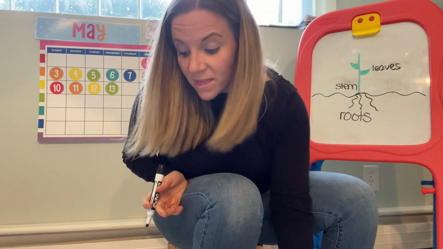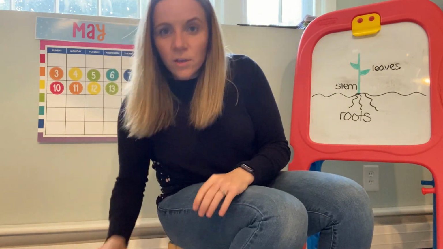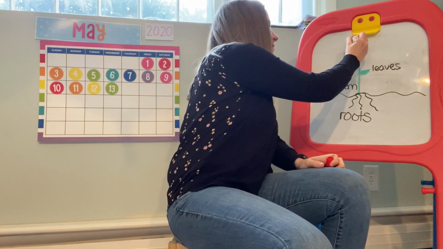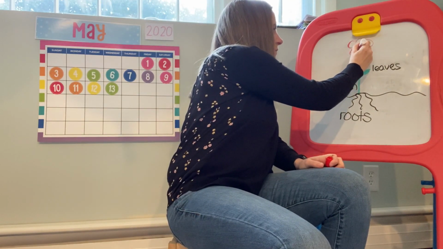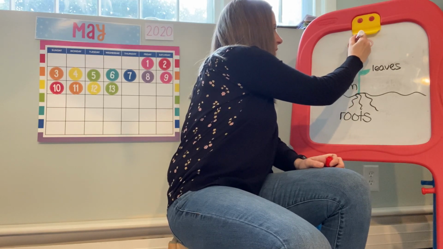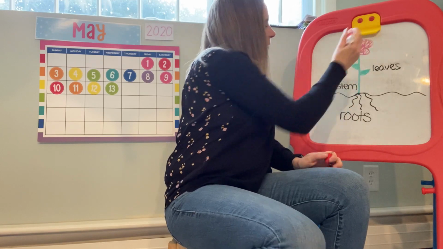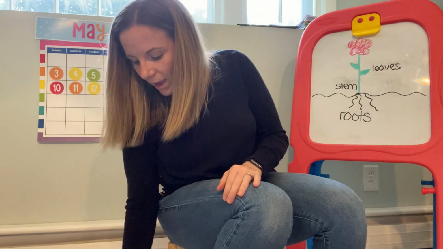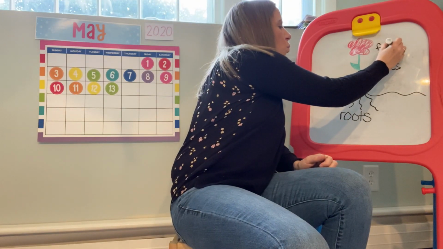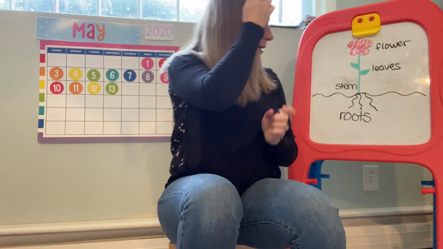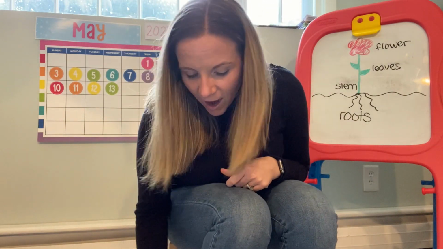Okay. And the next part, which most of you probably already know, is the flower. So I'm going to try my best to do a beautiful flower. So I'm going to label that flower. Flower. And that is the parts of the plant.